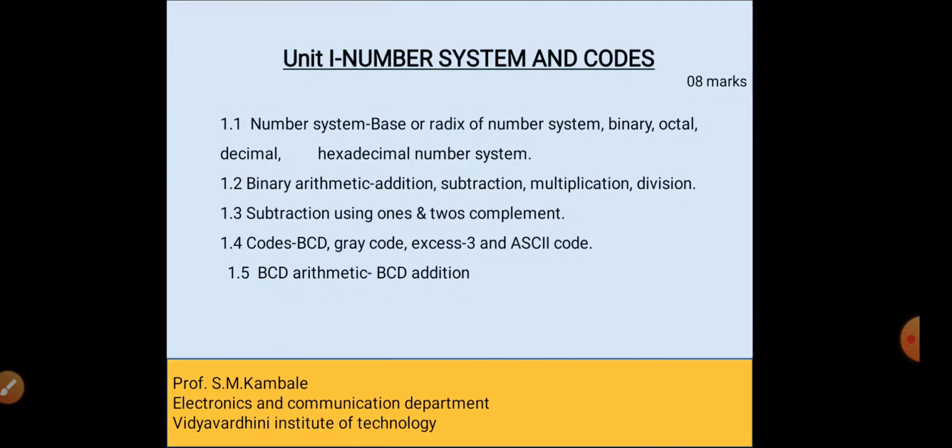And now moving towards the last point of number system and codes, that is BCD arithmetic. There is binary coded decimal. Here we can add two BCD numbers. Consider one is A and second is B. While adding the two BCD numbers, if the sum is less than or equal to 9 and carry is equal to 0, then the answer is correct. Here no correction is required. This is the first law in the addition.